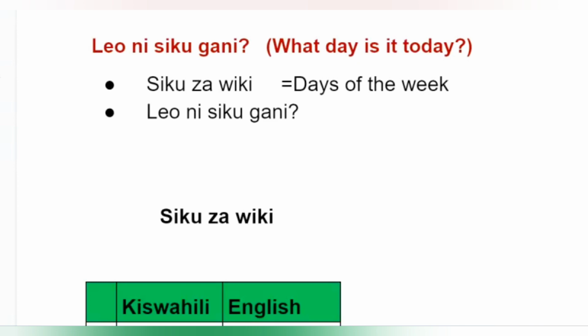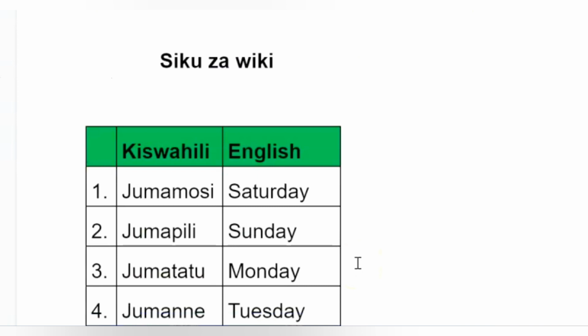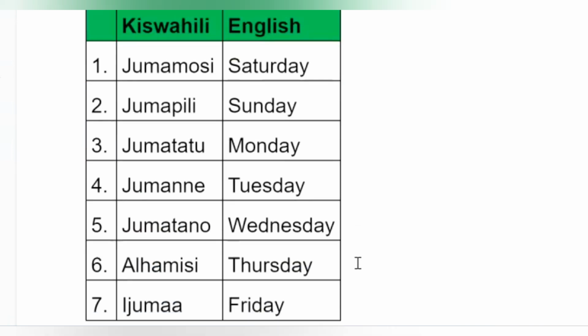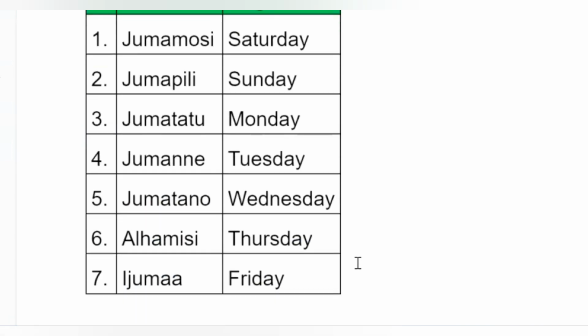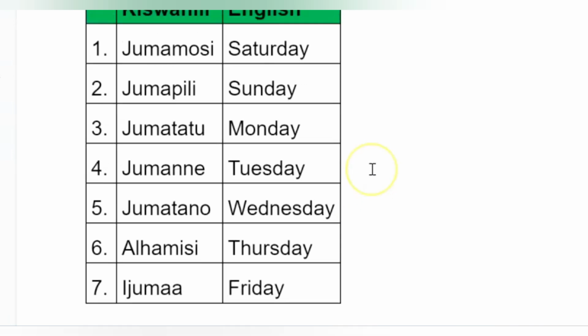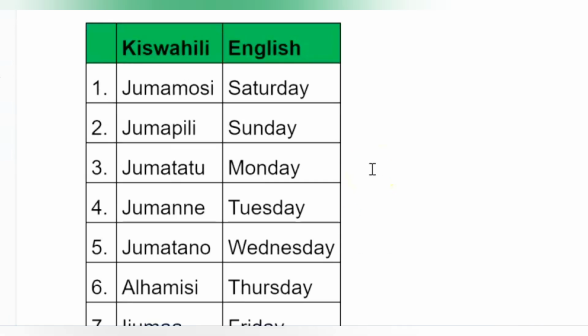In Swahili language, you can ask, leo ni siku gani? What day is it today? Days of the week, siku za wiki. So below we have siku za wiki, days of the week. I'm going to take you through them from Saturday all the way to Friday. You can always name them in any order. In Swahili, this is the order that we use.